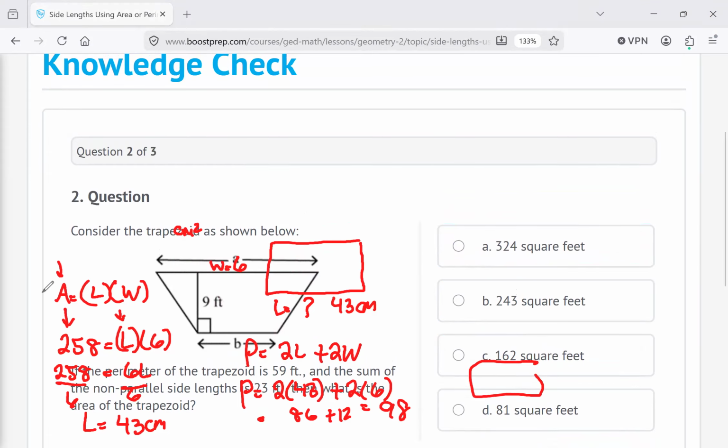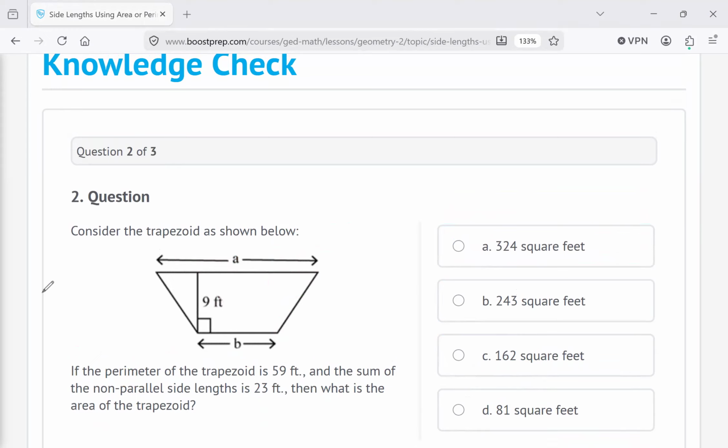Okay, question 2 says, consider the trapezoid. Here we have a trapezoid. If the perimeter of a trapezoid is 59 feet, and the sum of the non-parallel side lengths is 23, then what is the area of the trapezoid? Uh-oh. So this could be a bit confusing.